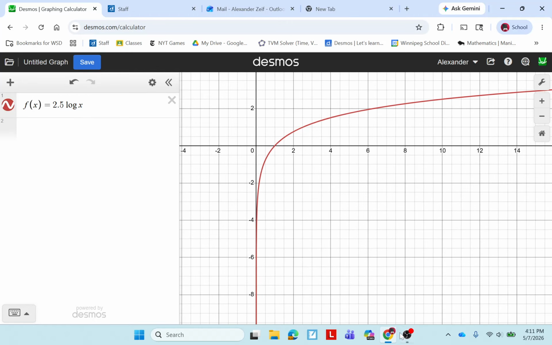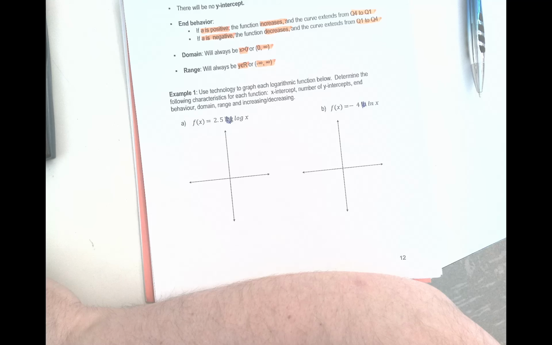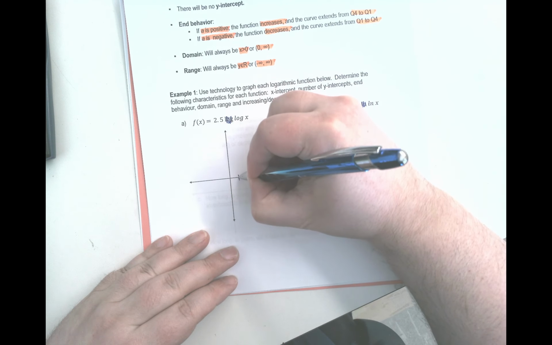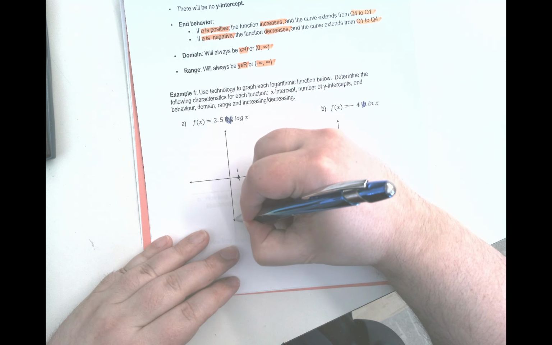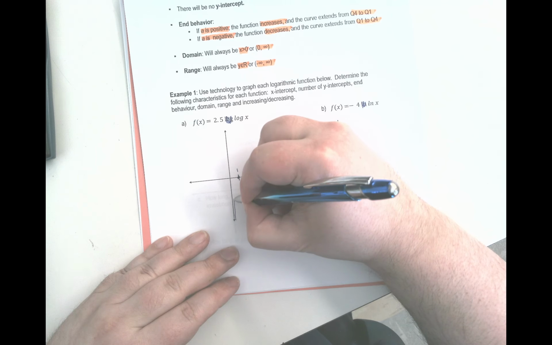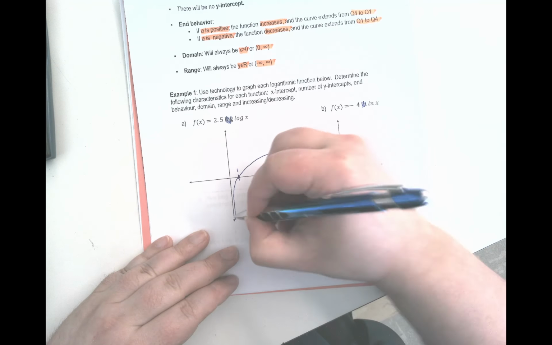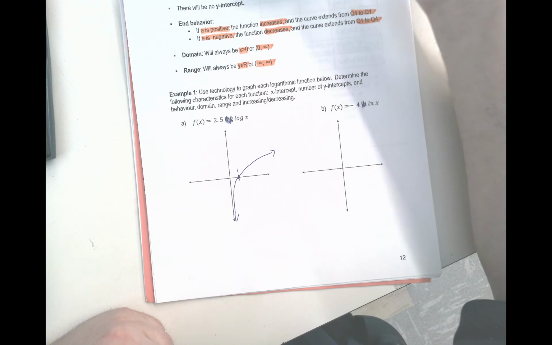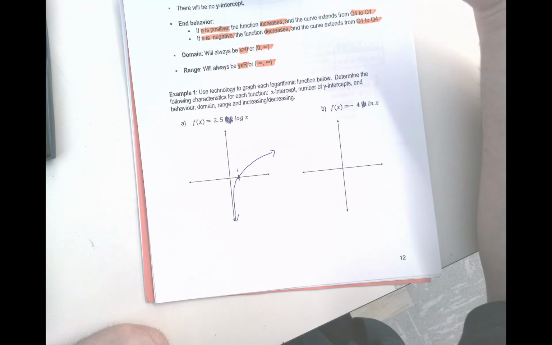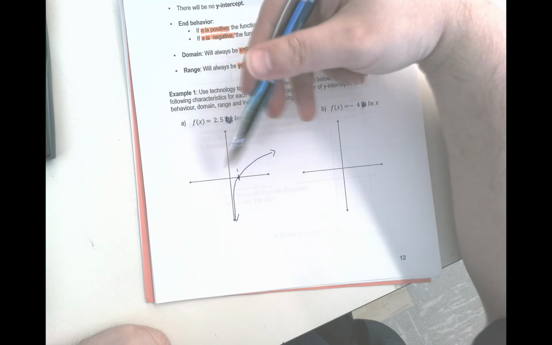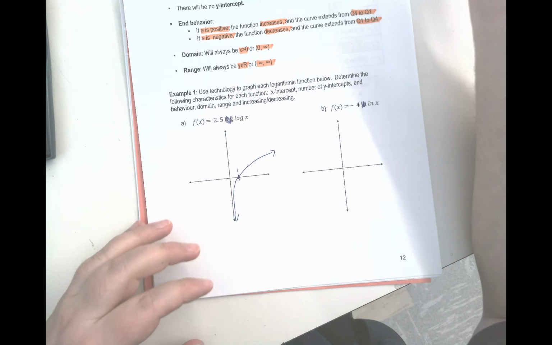Okay, so if we go to graph this, we know that there's an x-intercept at 1. We know that it's going to approach the y-axis but never cross it. It's going to hit that point of 1 and then it's going to take off in that direction there. So it looks something like that. And like we said, it's the inverse of our exponential function, so it has the same sort of shape, just pointing in a different direction.